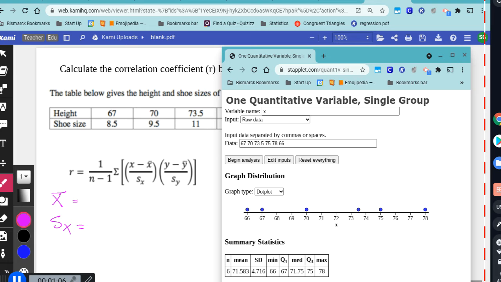So again, I'm using height for my x's, and I plugged my x's into Stapplet, into the one quantitative variable single group option. So I got a mean of 71.6 and a standard deviation of 4.7. You could do the same thing for your y coordinate. You get your y bar and your standard deviation of y.